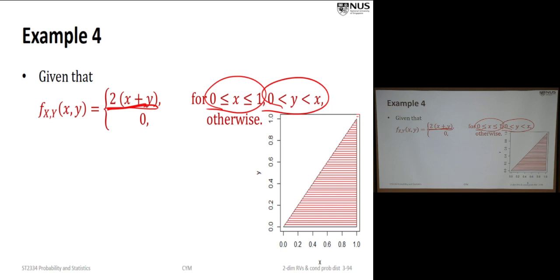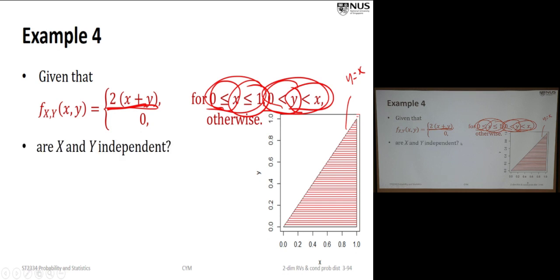How do we know that? There are 4 inequalities: x bigger than 0, x less or equal to 1, y greater than 0, and y is less than 1. This is the line y equal to x. So it's bounded by these 4 inequalities, and it turns out to be a triangle. All right? So, are x, y independent?